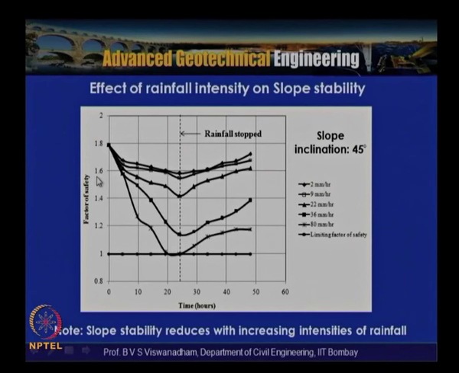That indicates the criticality of the slope. For a slope subjected to a rainfall intensity of 80 mm per hour for 24 hours duration, as can be seen here, the factor of safety touches 1. That means the slope can be subjected to failure once it is subjected to a particular rainfall intensity for a particular duration. So this shows the slope stability reduces with increasing intensity of rainfall.